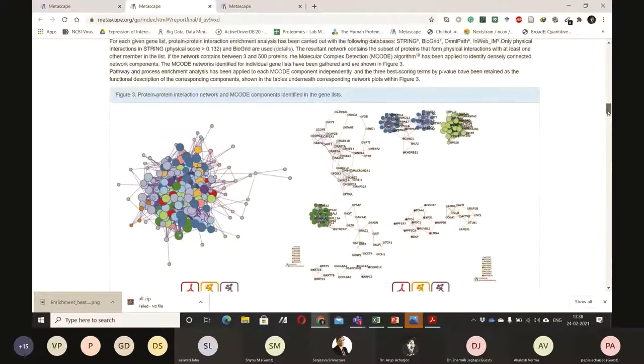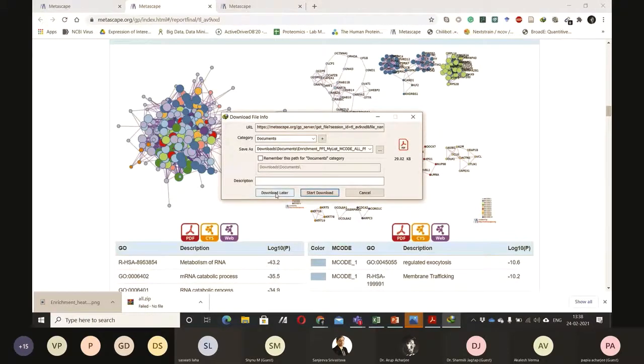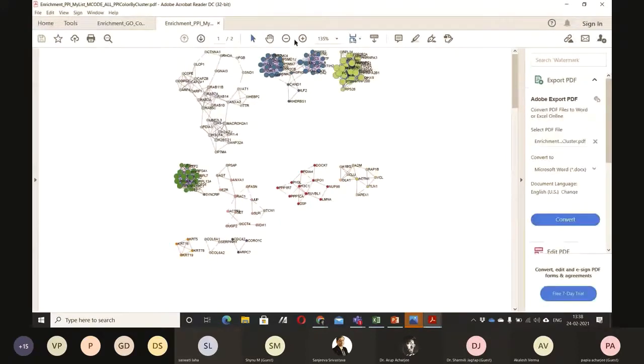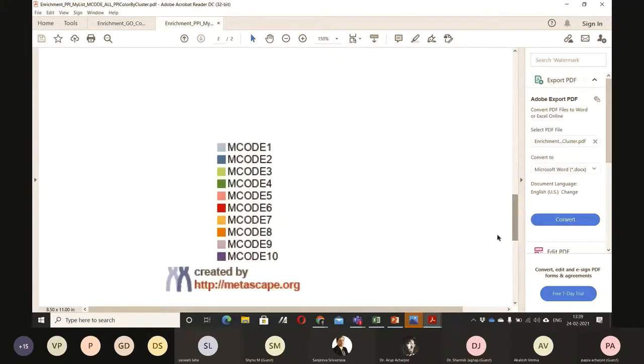Next you get the protein-protein interaction network. All you need to do is again click on PDF, download, open, and you would get a wonderful description of how the proteins are interacting, what the protein interactors are, which are your pathways, and it will give you the MCODE variant.